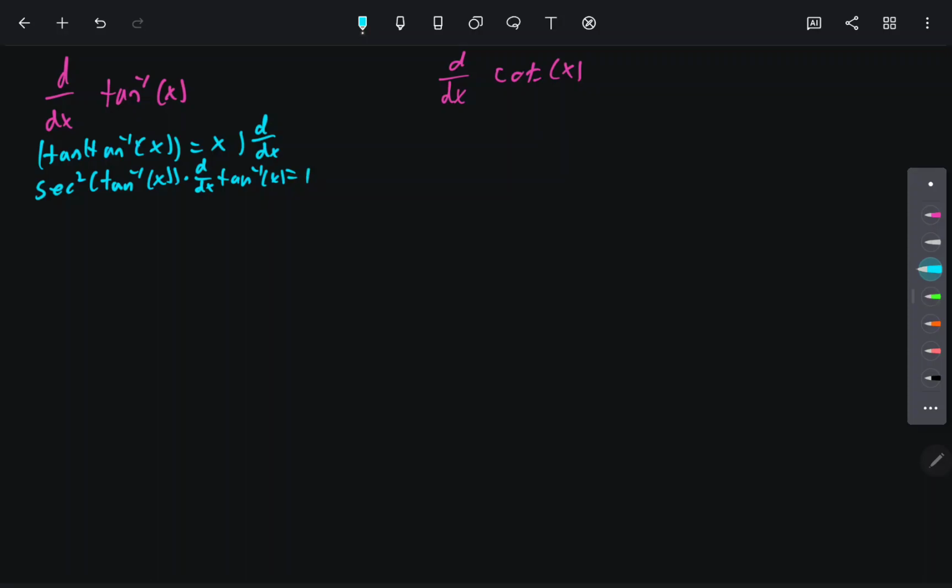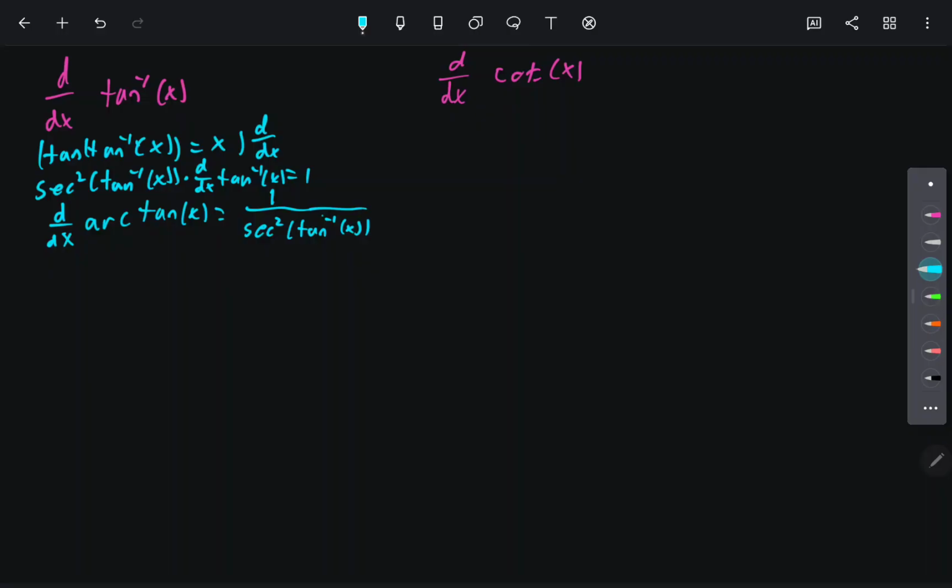Now what do we do? Oh, this is where it gets challenging, a bit more interesting even. So we have to divide this over, so we get d over dx of tangent inverse, or let's call this arctangent because this is about to get messy if I don't, of x is equal to 1 over secant squared of tangent inverse of x.